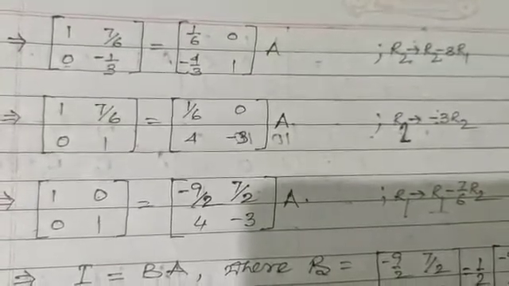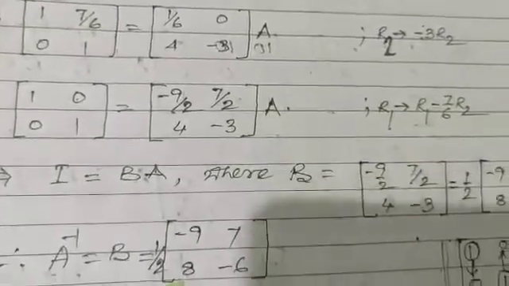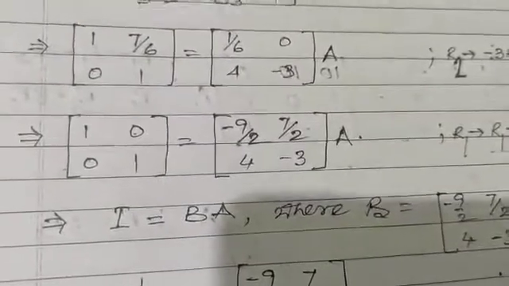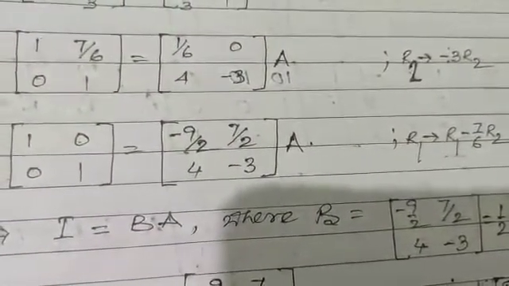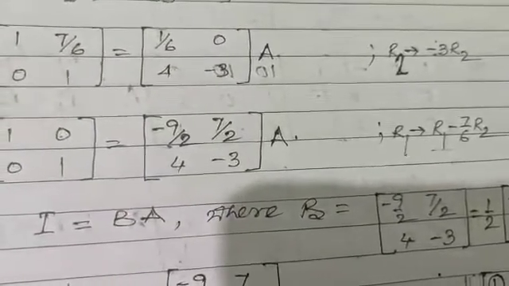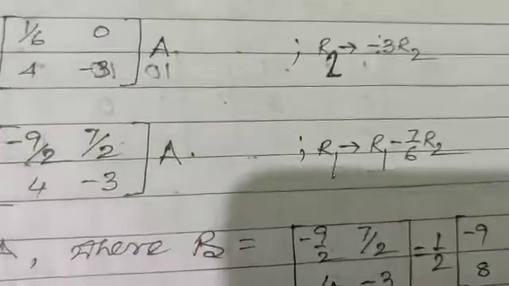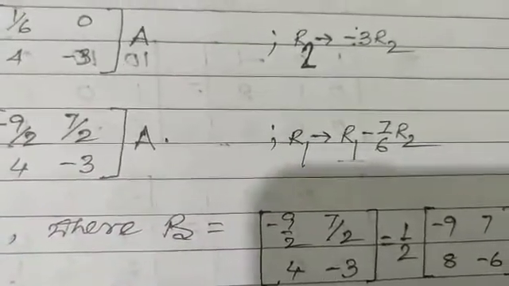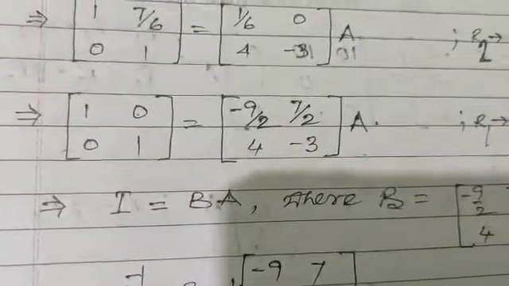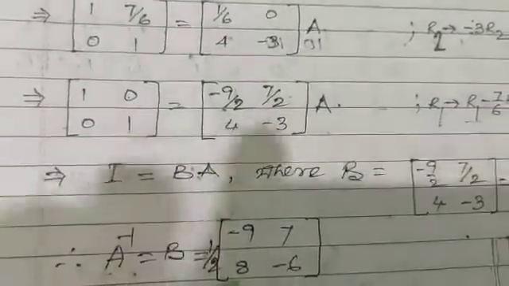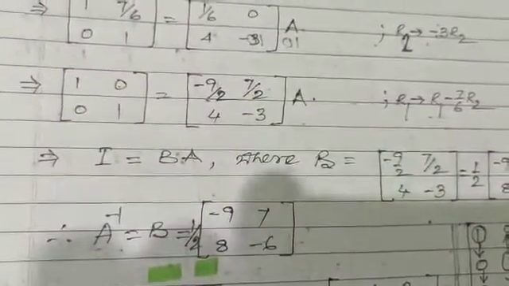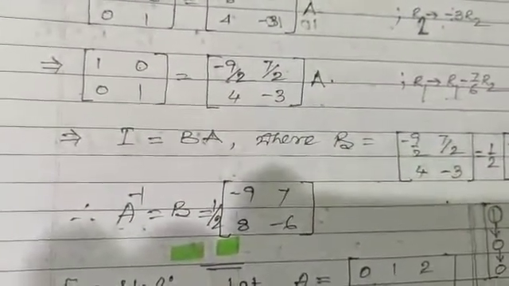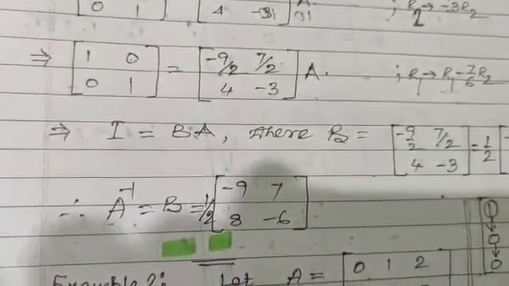The final step is to convert this element A12 into 0 using the second row. So if I multiply the second row by 7 by 6 and subtract from the first row, we will get our desired result. The new matrix formed is 1, 0, 0, 1 on the left hand side, and corresponding operations on the right hand side give you minus 9 by 2, 7 by 2, 4, minus 3, into A.